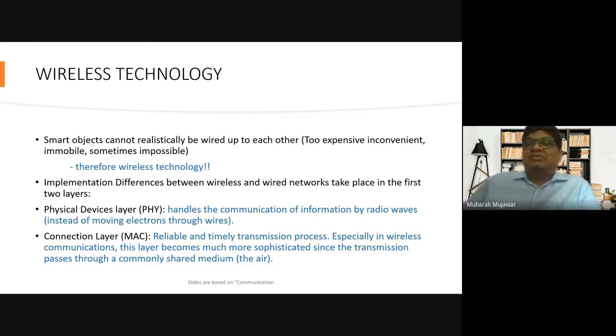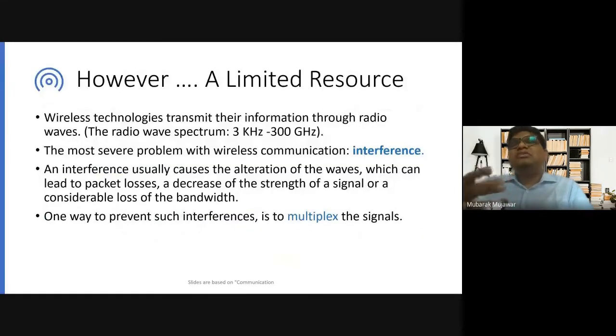We can use the physical device layer for communication, and we can also use the MAC level if we want more reliable communication. So we can make use of the best possible scenarios. However, we do have some limitations on using wireless technology.